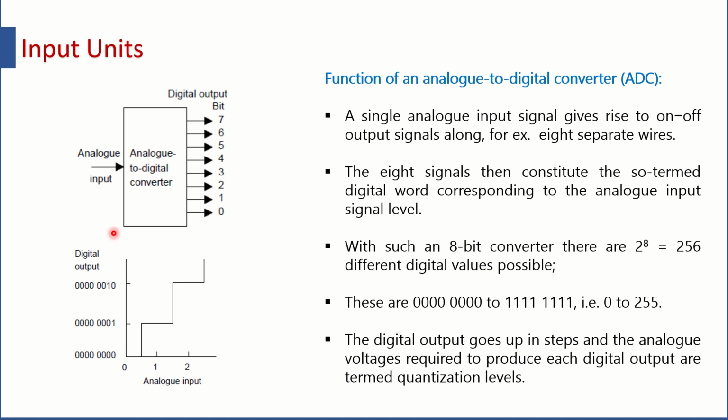That means you can understand very clearly that every analog signal has got a digital signature. Signature in the sense that it is that particular value for that analog input. So there will be a particular word for every analog value. Now you see, if I have got an 8-bit converter, then how many values are possible? 2 to the power 8, which is 256 different digital values, from 0000 0000 to 1111 1111. That is 0 to 255 in hex format.